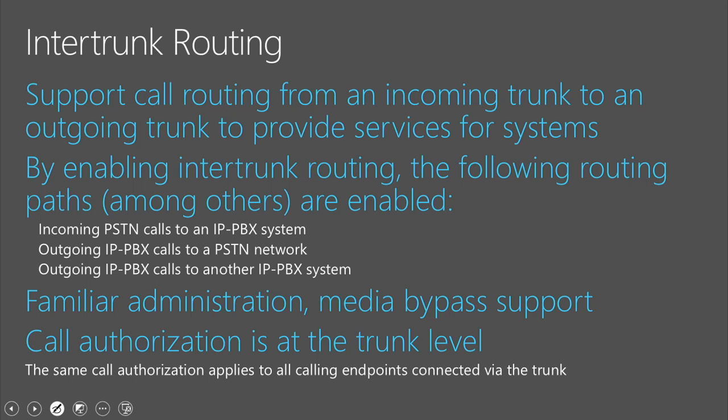A call comes in from the PSTN over the SIP trunk. We can apply rules to that call in Skype for Business Server that would then just route the call. It's not destined for a Skype for Business user, it's destined for a PBX user, and we just route that over to them. It lets you administer this in the same user interface where I configure routes. We support media bypass between those two trunks. We do all of the call authorization at the trunk level, so it's just based on the number being called. We just would route that out to another trunk.